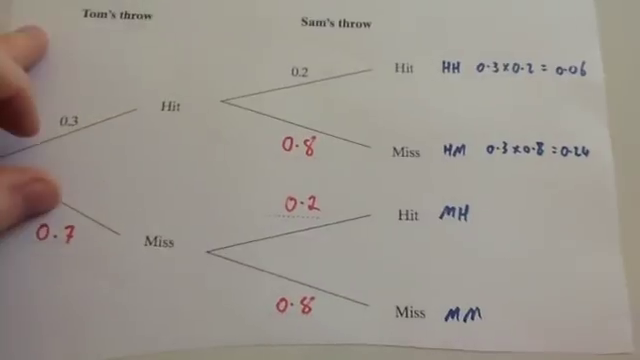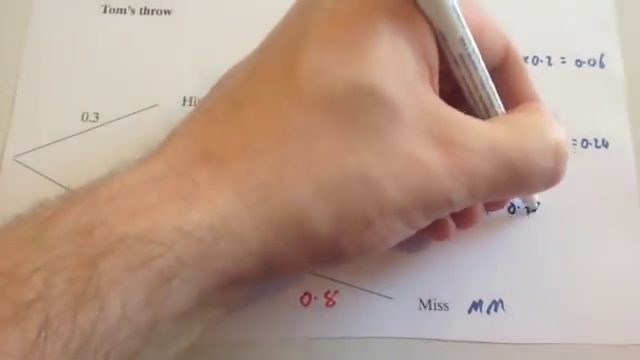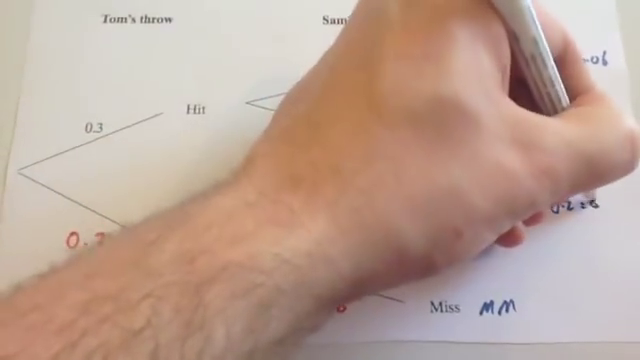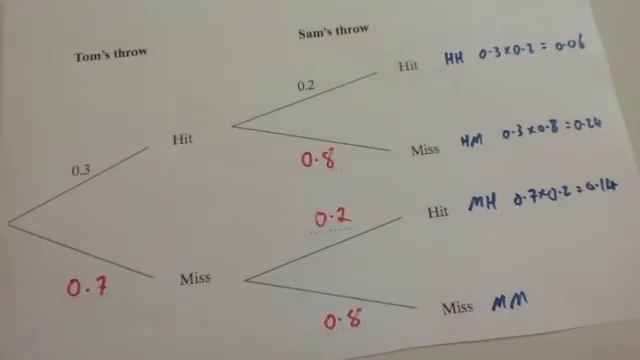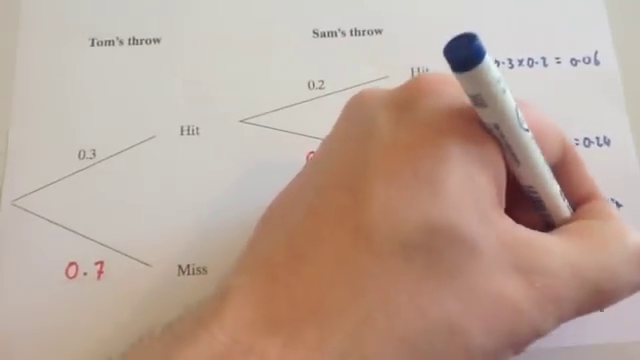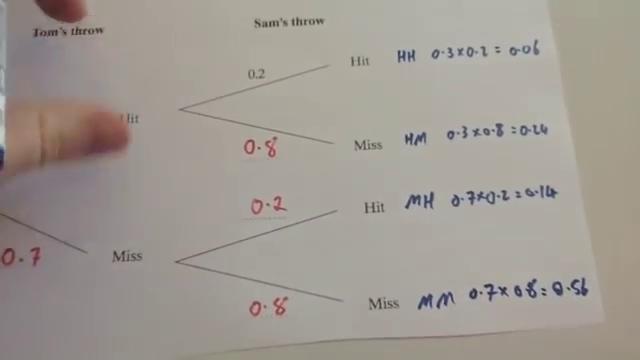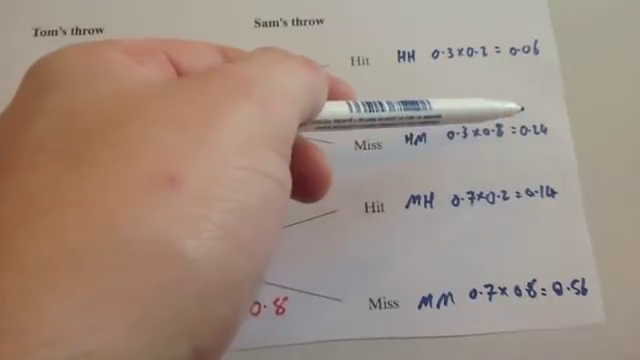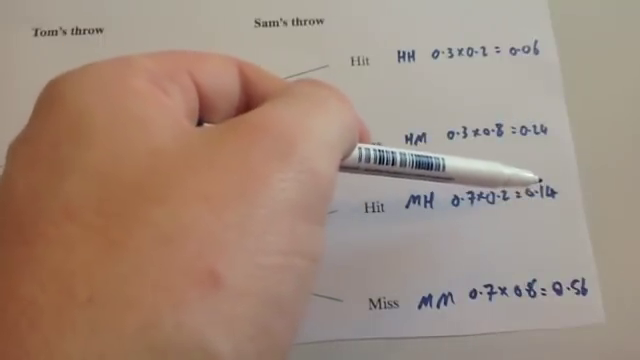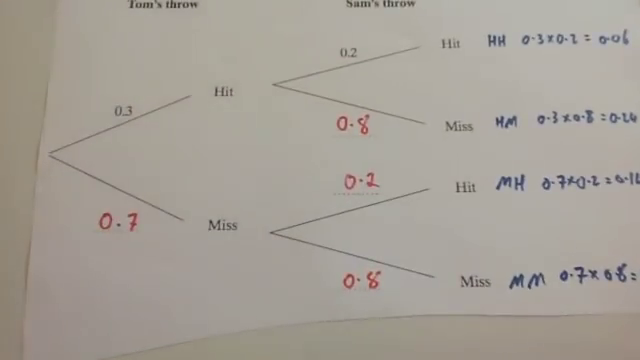Now miss hit, so miss was 0.7 and hit is 0.2, so you do 0.7 times 0.2, which equals 0.14. And finally, miss miss, which is 0.7 times 0.8, which equals 0.56. And notice for the two events, all these probabilities will add up together to be 1. 0.06 plus 0.24 is 0.3, plus 0.14 and 0.56 would add up together to give you 1. So this is how you do a tree diagram.